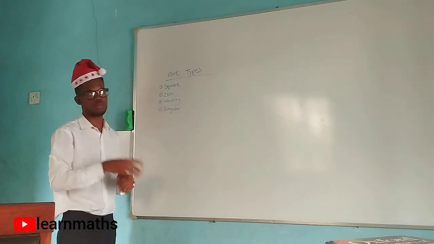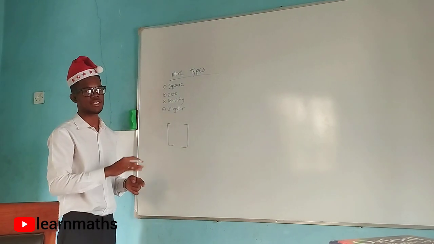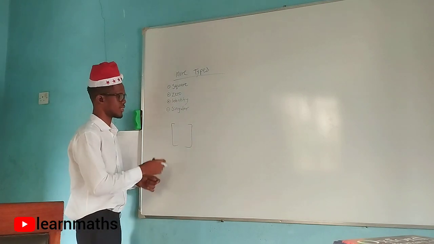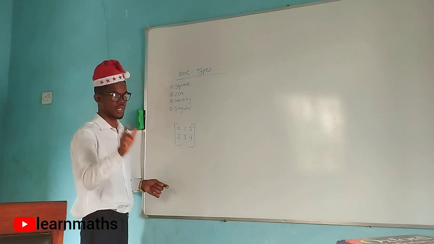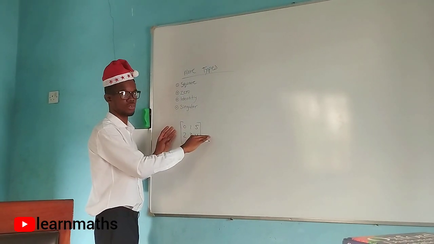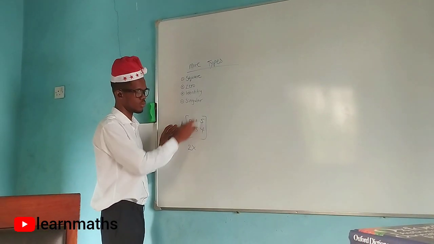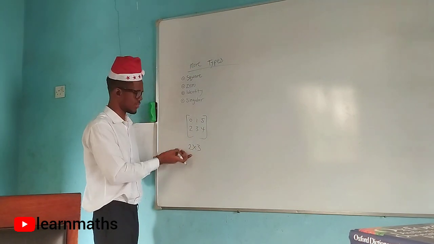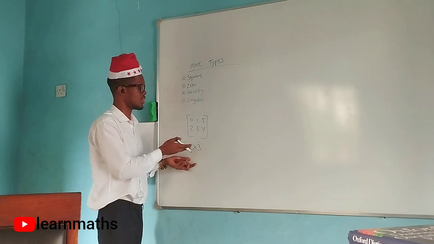Now, starting with square, let me just refresh your mind on the square matrix, right? I said a matrix that has equal number of rows and equal number of columns. That's the square matrix. Now, if I have 0, 1, 5, 2, 3, 4, right? Now, let's see if this is a square matrix. I have 1 row, 2 rows, right? I have 2 rows. How many columns do I have? 1, 2, 3. I have 3 columns. So this is not a square matrix because it's denoted as a 2 by 3, not 2 by 2 or 3 by 3. So this is not a square matrix.